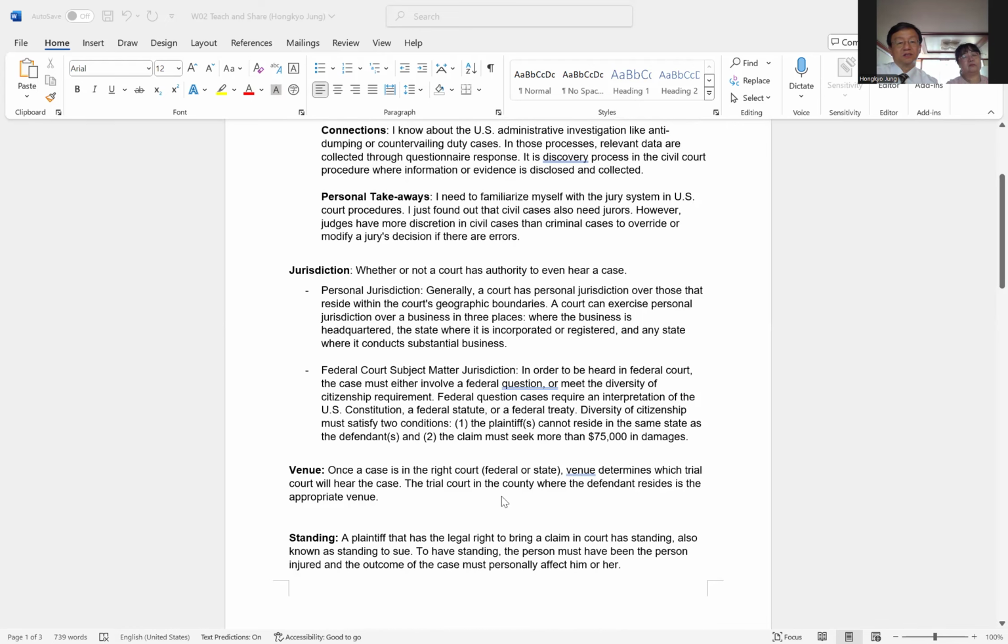Venue determines which trial court will hear the case. The trial court in the county where the defendant resides is the appropriate venue.